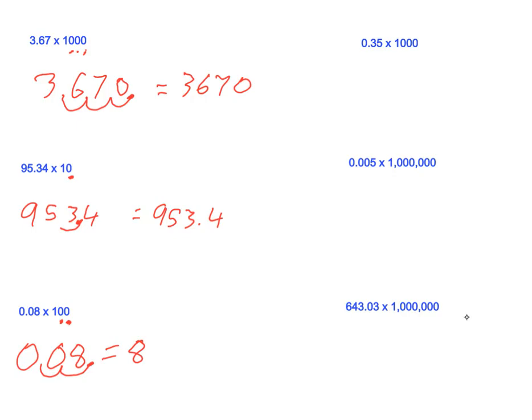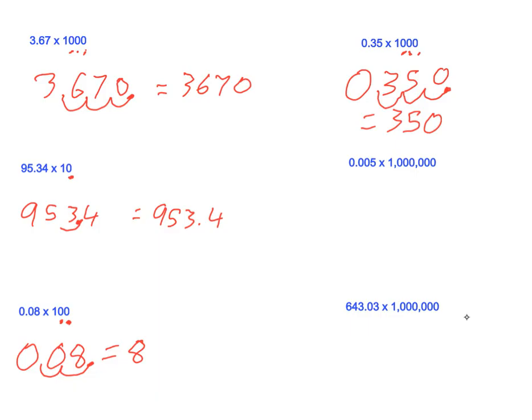Now over to this question. 0.35 times 1,000. 1, 2, 3. It's going to move 3 times. 1, 2, 3. 0 there. That equals 350.